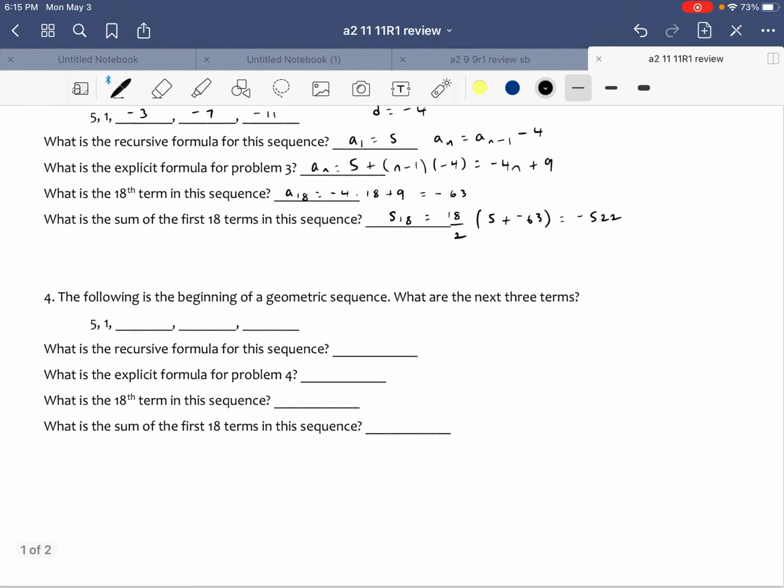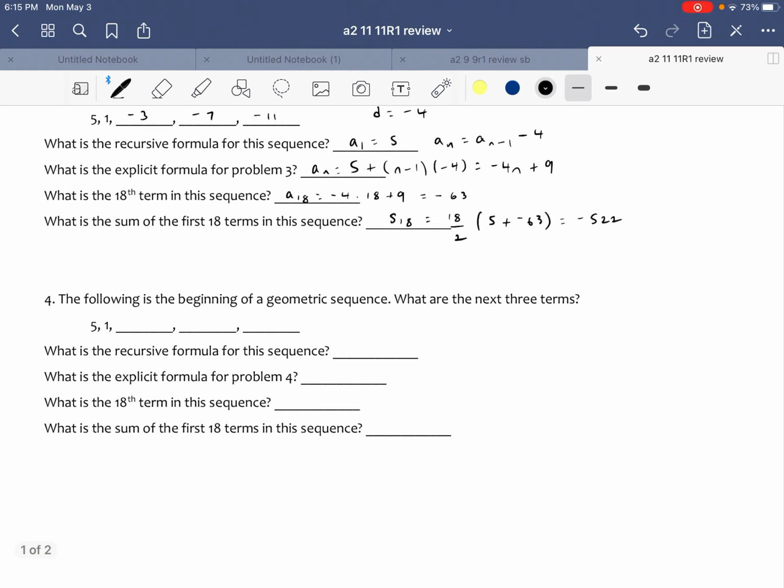The following is the beginning of a geometric sequence, so we're multiplying or dividing. So we are going down, so we are dividing. 5, 1, looks like we're dividing by 5. So we'll write our ratio as 1/5. 1 times 1/5 is 1/5. Another 1/5 is 1/25. Another fifth is 1/125.